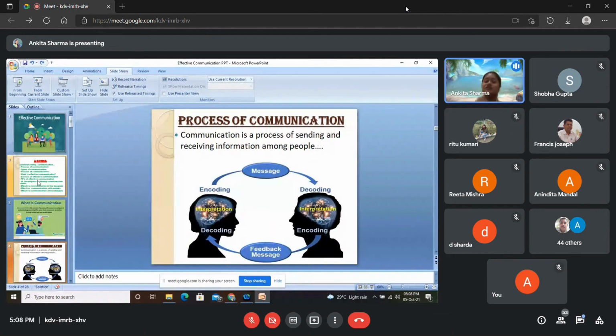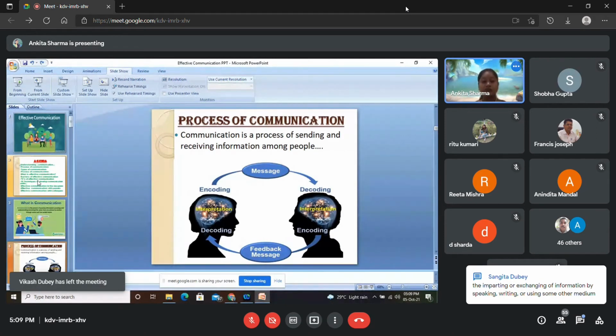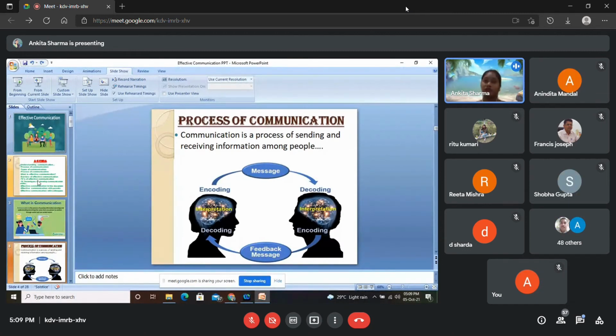Now, let us understand the process of communication. The sender is the one who has the notion, because if the sender does not have an idea of what to speak, the outcome of the communication process will be zero. So in the first place, the sender has to have the idea or message to convey. The message is then encoded and sent to the receiver. Once the receiver receives it, he or she decodes the message, interprets it with his own understanding, values and experiences, and then encodes his own message and gives the right feedback. This is the whole process of communication.